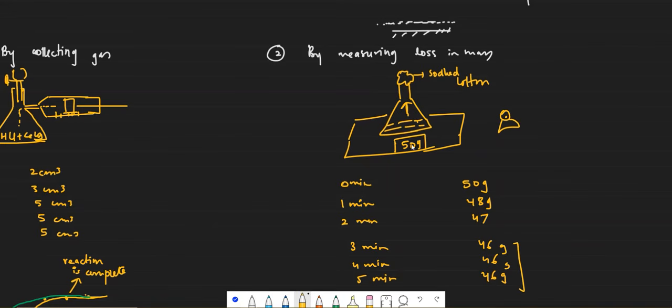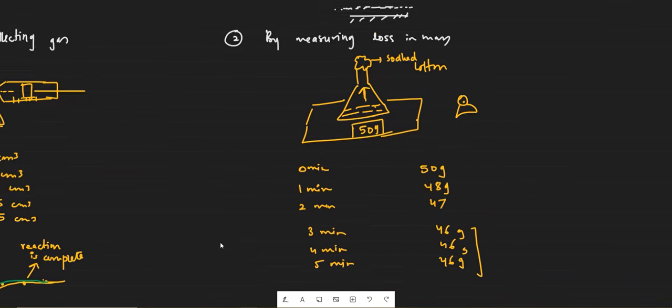It means that no more gas is being evolved. That's why the mass stays constant. It shows that the reaction is complete.